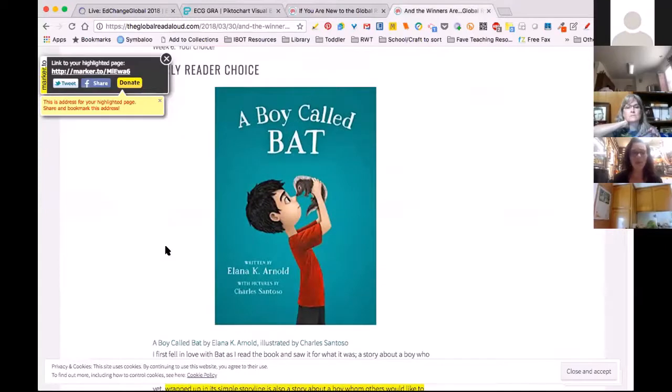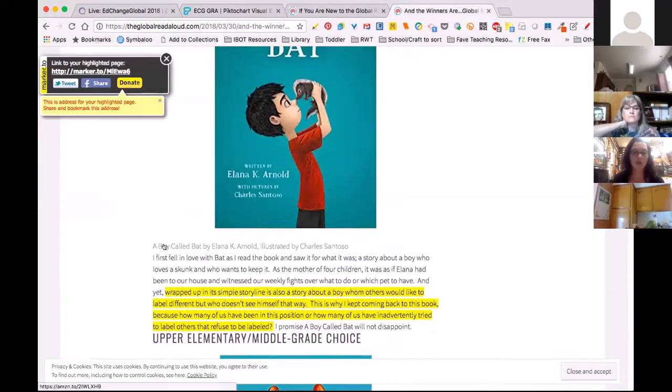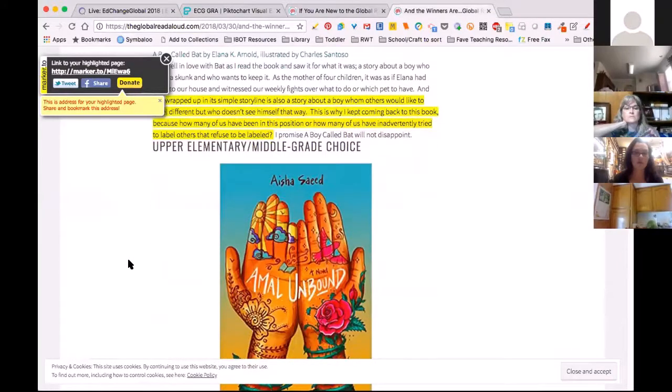A Boy Called Bat is the early reader choice. So that would be like a beginner chapter book choice, right? So probably middle or late elementary, but again, you can move that up or down depending on what you think would be helpful to your kids. It's about this boy who wants a pet skunk, and it talks about how others would like to label him as different. He doesn't see himself as different, and how sometimes we label people. And so it talks about that.